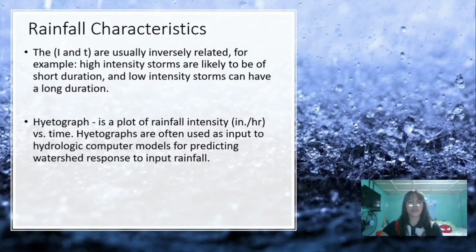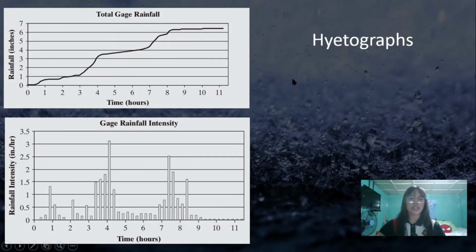Next is hyetograph. A hyetograph is a plot of rainfall intensity in inches per hour versus time. Hyetographs are often used as input to hydrologic computer models for predicting watershed response to input rainfall. Here we have a mass curve of the total gauge rainfall over a certain area. As you can see, along the y direction is the cumulative depth of rainfall in inches, and along the x direction is the duration of rainfall expressed in hours. The slope formed by this relationship is the intensity of rainfall for that certain period.